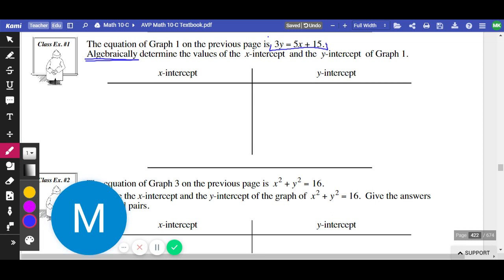Awesome. Let's start with the x-intercept. We don't have a picture now. All we have is this blue equation. If you want to find the x-intercept, what do you know about all x-intercepts? They have a y value of 0.